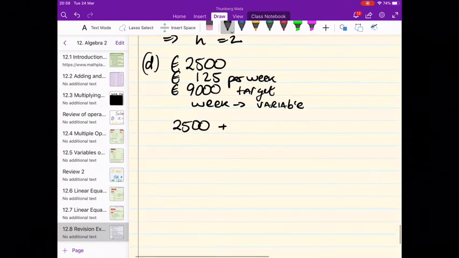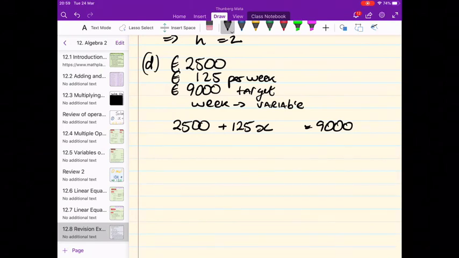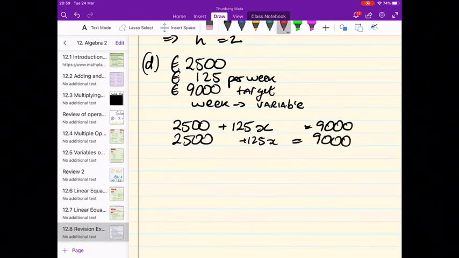So we have 2,500 plus something will be equal to the €9,000. So that's going to be 2,500 plus a certain number of 125s. So in 1 week he'd save 125. In 2 weeks he'd save 2 times 125. So that's where we get our equation out of. So we have 2,500 plus 125x is equal to 9,000.